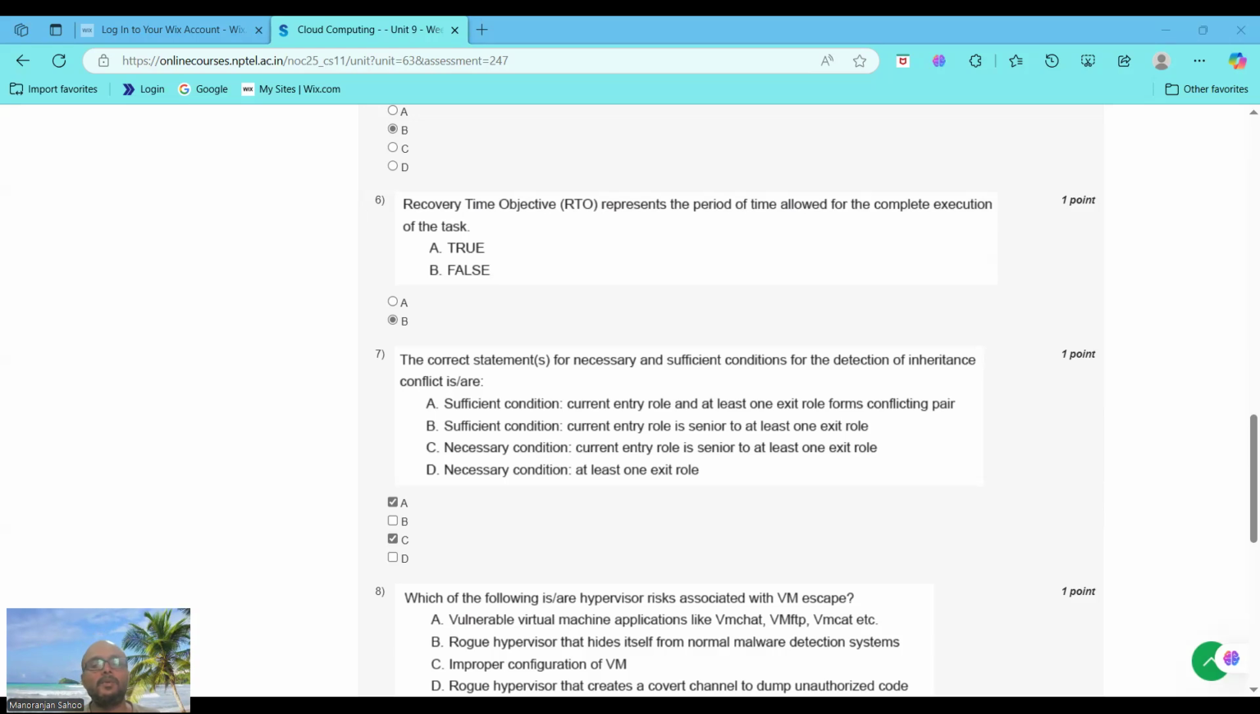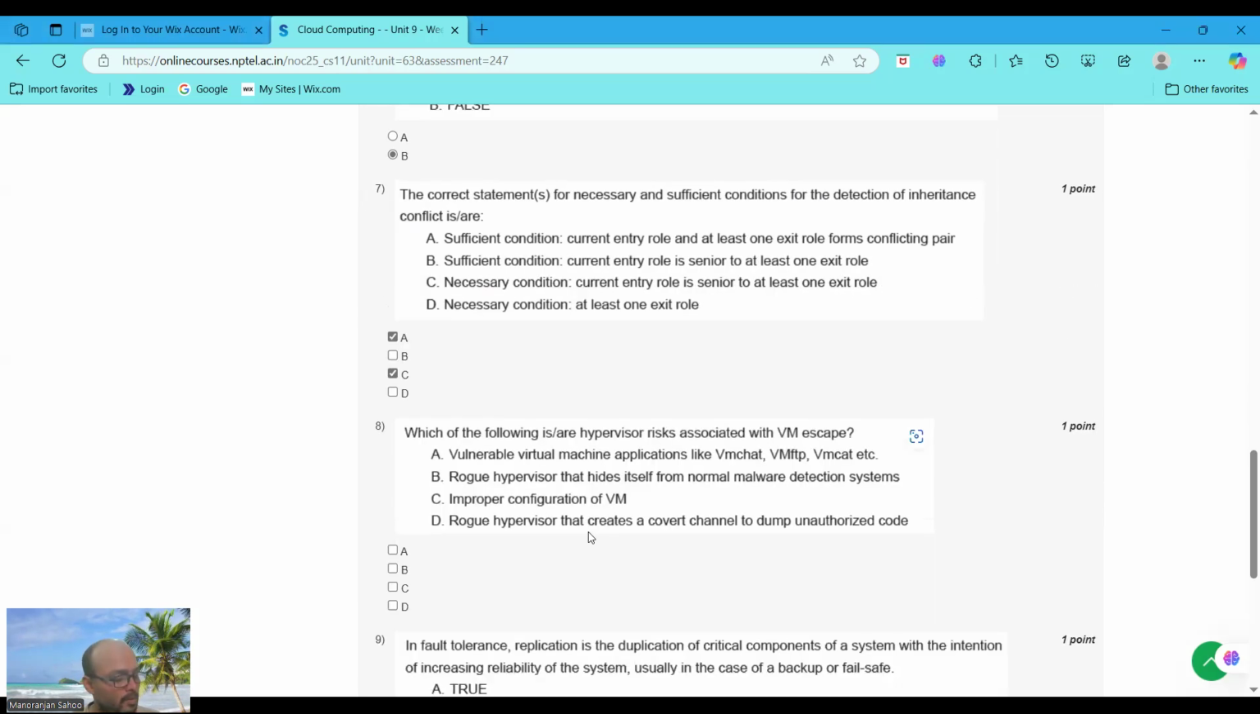Inheritance conflicts arise when role hierarchies create unintended access rights. A sufficient condition involves conflicting entry and exit roles, while the necessary condition requires that the entry role is senior. That's why the correct answer is option A and option C. We choose A and C. Moving to question number 8.